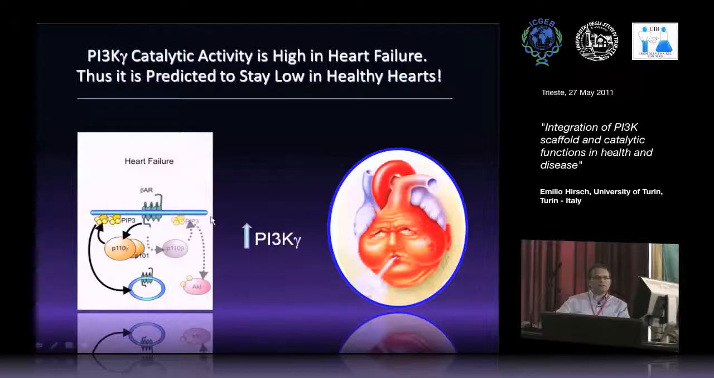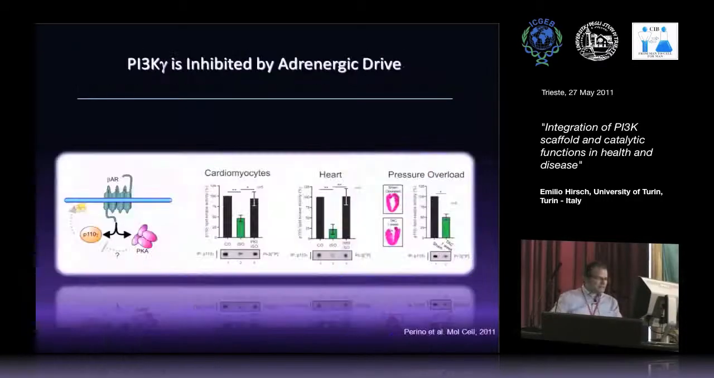But this also means that in healthy conditions, PI3 kinase gamma activity has to be selectively regulated. And as we see this PI3 kinase gamma activity going up in heart failure, this means that probably in healthy conditions, PI3 kinase gamma activity has to be turned down. And this is actually the case, because we treated cardiomyocytes, explanted hearts, and in vivo hearts with different ways that cause adrenergic receptor activation.